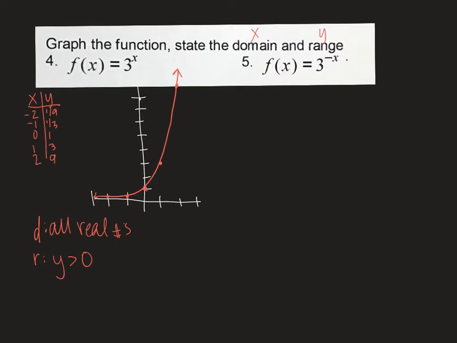Most of the time, without any sort of transformation to the graph, your range for exponential functions is y greater than 0. There are some exceptions to that, but most of the time, your domain is all real numbers, your range is y greater than 0. Okay, so I would encourage you to try number 5 on your own. You're just graphing it, stating your domain and range.